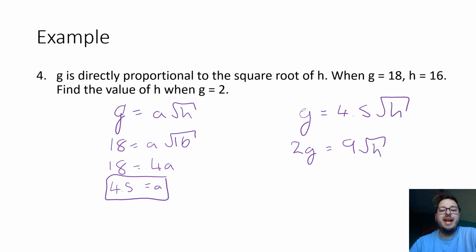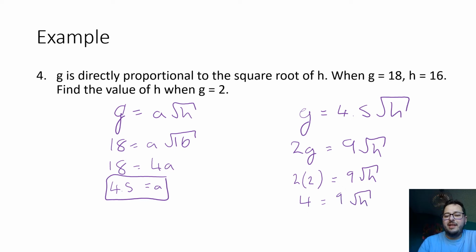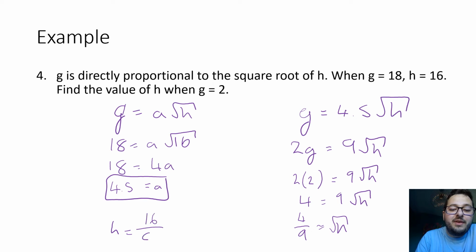So find the value of h when g is 2. Well, g is 2, so we've got 2 times 2 is 9 root h. 2 times 2 is 4, so 4 equals 9 root h. Now let's divide through by 9. So we're going to have 4 over 9 equals the square root of h. And then to find h, we just want to square it up. So h is going to be, well, the square of 4 is 16, and the square of 9 is 81. So that is our h.